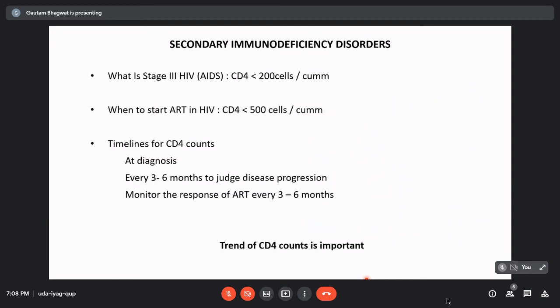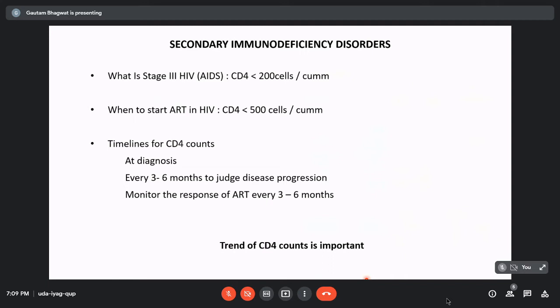So stage 3 HIV, that is AIDS, has CD4 counts less than 200. But this is not only about CD4 count less than 200 cells per cubic millimeter. When do you start ART or the antiretroviral therapy? And there again CD4 has its importance. The guidelines suggest starting this at less than 500 cells per cubic millimeter. And what are the timelines for the CD4 counts? It is done at diagnosis, every 3 to 6 months to judge disease progression, and also to monitor the response of ART every 3 to 6 months.